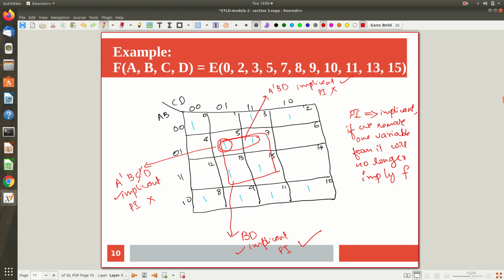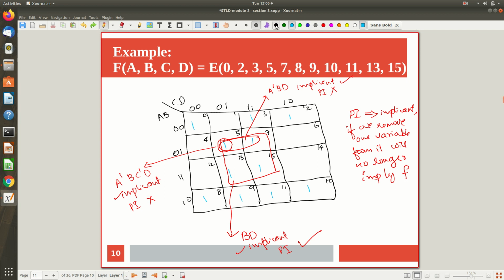Why is it not a prime implicant? Because after removing this C dash, it is still a valid implicant. That is why it is not a prime implicant. Fine. Similarly, this is not a prime implicant. Why? Because after removing this particular variable, it is still a valid implicant. See this one. That is why it is not a prime implicant. But why is BD a prime implicant?